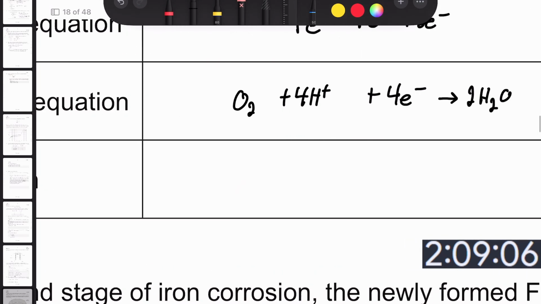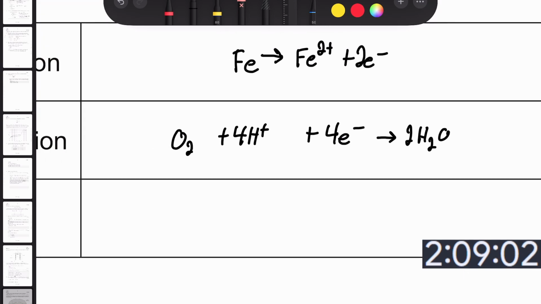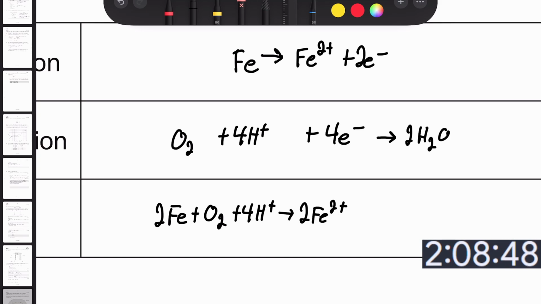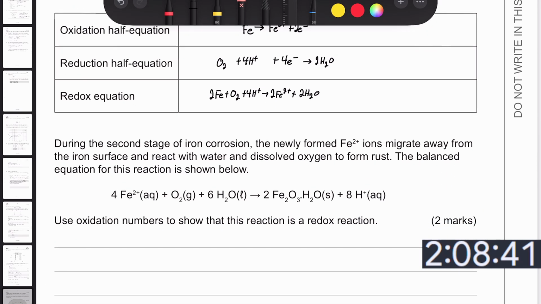Redox equation. So this one, I don't have any H+ or H2O on both sides of the equations, so it's going to be relatively simple. It's going to be 2Fe plus O2 plus 4H+ making 2Fe2+ plus 2H2O.